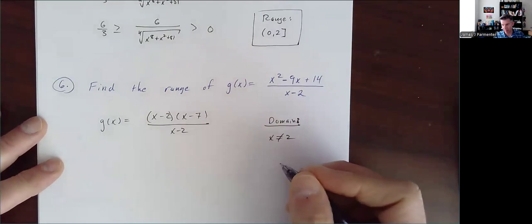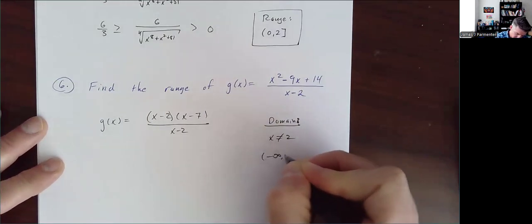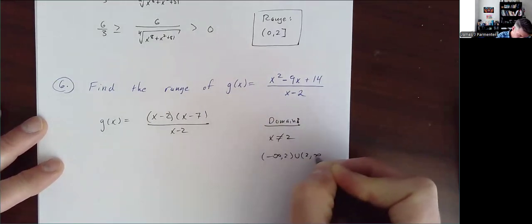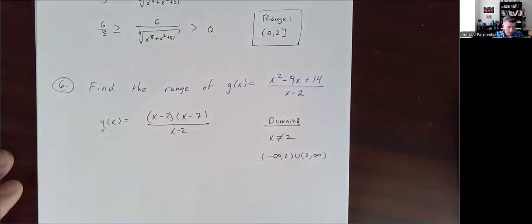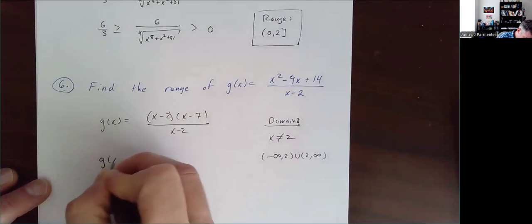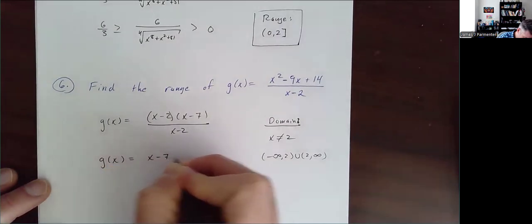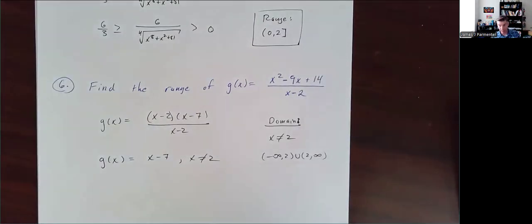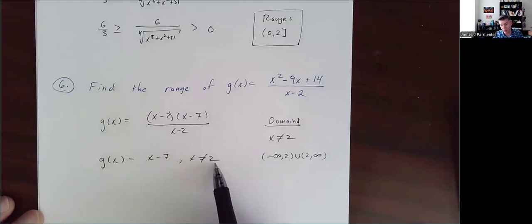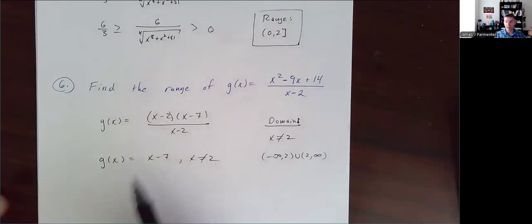Or if you wanted to be specific about it, you'd say everything from negative infinity to 2, union 2 to infinity. But I don't really care because I'm not asked about the domain here. I'm just asked about the range, so I don't need to be super specific about how I write it. But then when we cancel, this function becomes g of x equal to x minus 7, as long as x isn't 2. And again, it's a straight line. Straight lines that aren't horizontal, if they've got a positive slope or a negative slope, you'll get every y value. Except here, if we plug in 2, which we can't do, we would get -5, which we won't get.